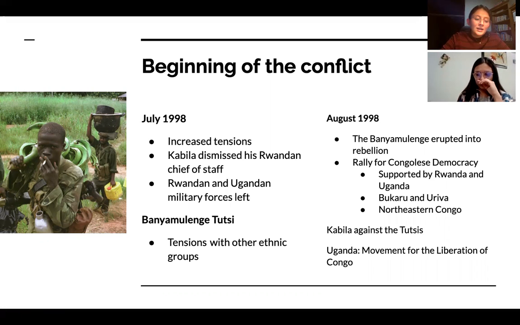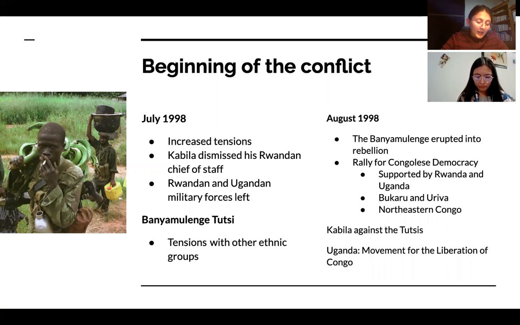And the people that were most alarmed were the Banyamulenge Tutsi group because of the tensions with the Hutus and other ethnic groups. And in August 1998, the Banyamulenge erupted into a rebellion. And because of this rebellion, the Rally for Congolese Democracy, the RCD, emerged. And this RCD was supported by Rwanda and Uganda, and also they took control of Bukavu and Uvira in the Kivus. Also, they occupied a huge part of the northeastern part of the Congo.